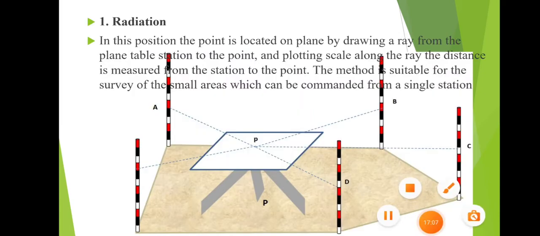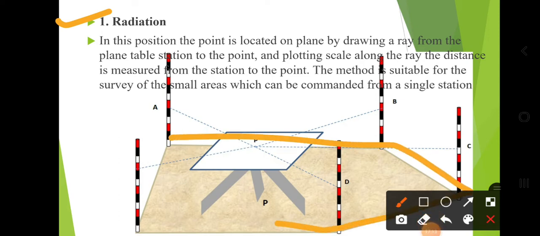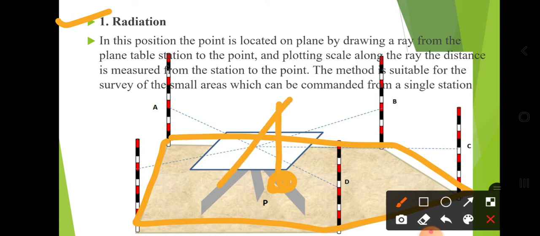Now we will discuss the radiation method. In the radiation method, for example, this one is your field. Then what is the first step? We should select the instrument station P, and it should be approximately at the center of your field.